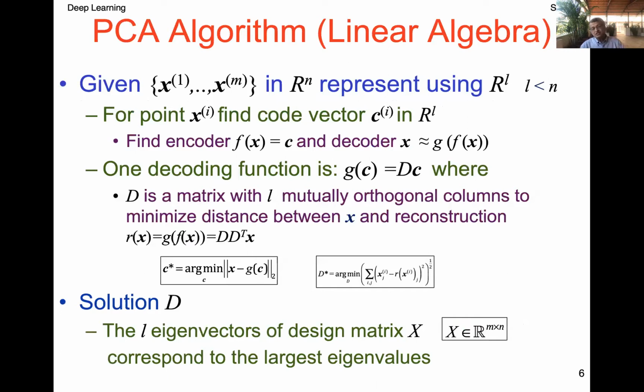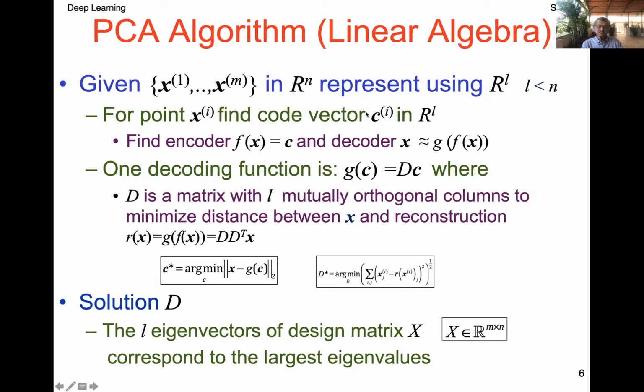So how do we find those directions? There are all kinds of algorithms available. This is a machine learning solution based purely on linear algebra. It says, given x1 through xm, we have m points in n-dimensional space, Rn. We want to represent them using RL, where L is less than n. So take it from n-dimensional space to L-dimensional, lower-dimensional space. To do that, for point xi, one of these points, find a code vector Ci in RL. So we need to encode each point in this lower dimensional space.